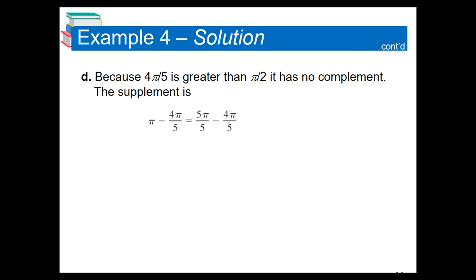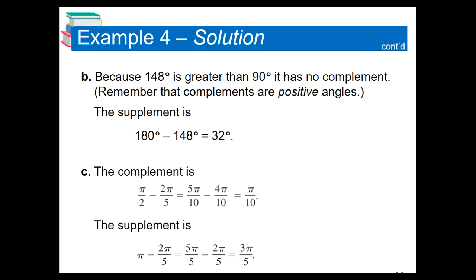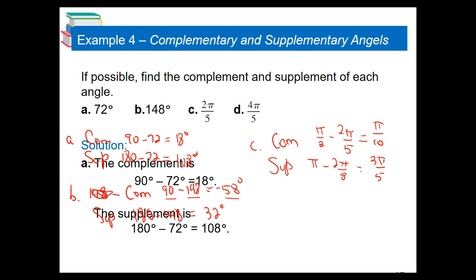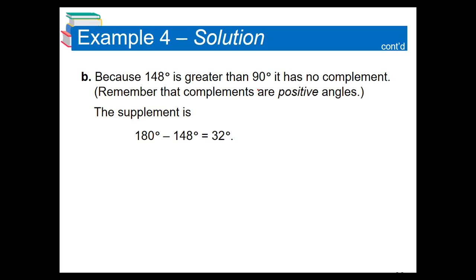And then this one, well, let's back up. There's where I messed up. Supplements and complements cannot be negative angles. So you notice what they said there, because 148 is greater than 90, it has no complement. I forgot to do that. I was just blindly subtracting. So you can't subtract a bigger number from a smaller number to find a complement or supplement. If the number is greater than 90 degrees, it has no complement. It only has a supplement. If it were over 180 degrees, it wouldn't have a supplement.